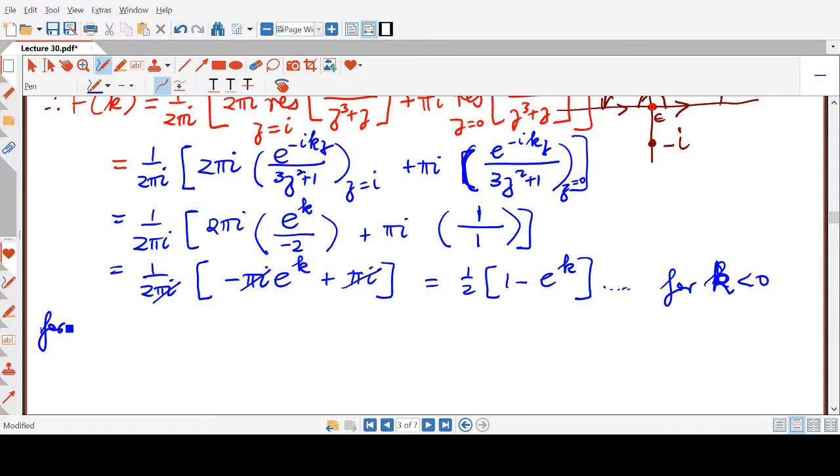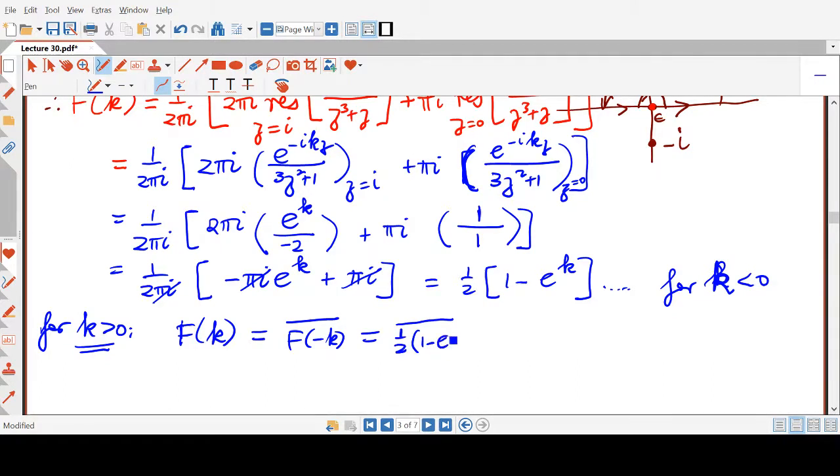So now for k more than 0, we make use of the fact that f of k is the conjugate of f of minus k. That's Jordan's idea. So I replace k by minus k here, and then find its conjugate. Let me do one thing at a time. Let me replace k by minus k. So 1/2 times 1 minus e to the minus k.